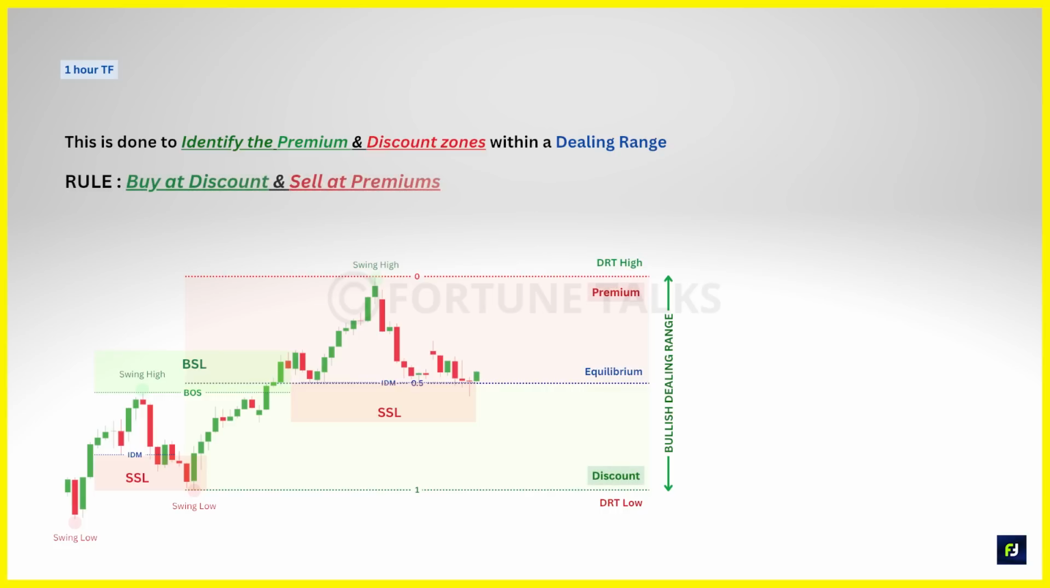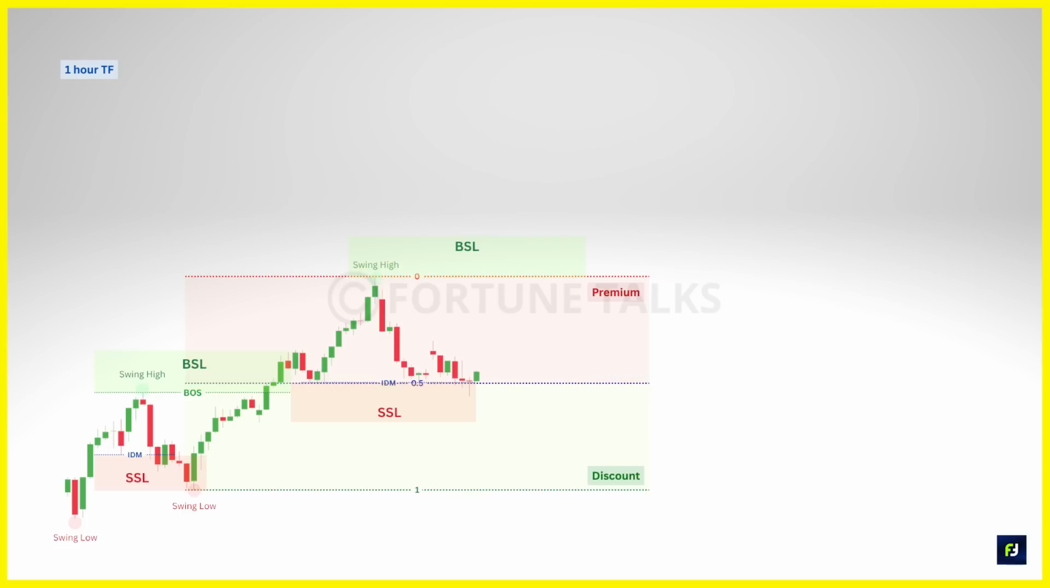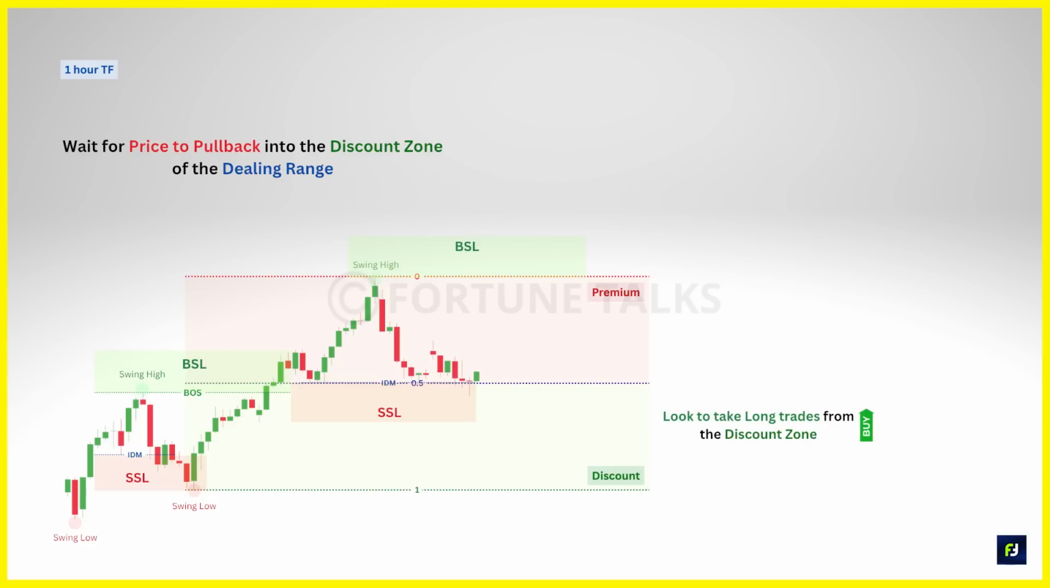So as a rule of thumb, if our bias is bullish, it would be ideal to take long trades from the discount zones. And if our bias is bearish, it would be ideal to take short trading opportunities from the premium areas. So the simple idea is to buy low and sell high. Now in this particular case, since we have a bullish market structure, we will wait for prices to fall back to the discount area of our dealing range. This means we can look to take long trades below the 50% Fibonacci level.